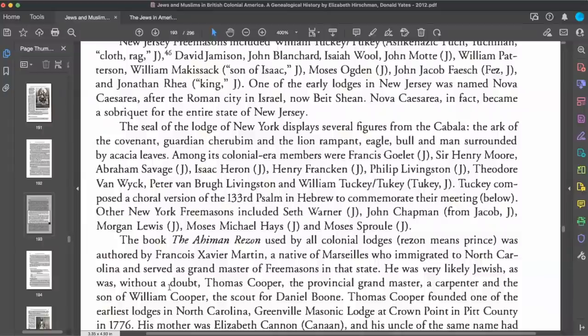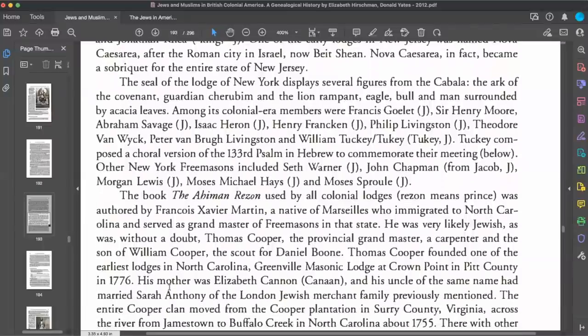Among its colonial era members were Francis Goelet, Jewish, Sir Henry Moore, Abraham Savage, Jewish, Isaac Heron, Jewish, Henry Franken, Jewish, Philip Livingston, Jewish, Theodore Van Wyck, Peter Van Brugh Livingston, and William Tucky, Jewish. Tucky composed a choral version of the 133rd Psalm in Hebrew to commemorate their meeting. It says below, other New York Freemasons included Sev Warner, Jewish, John Chapman from Jacob, Jewish, Morgan Lewis, Jewish, Moses Michael Hayes, Jewish, and Moses Spruly, Jewish.